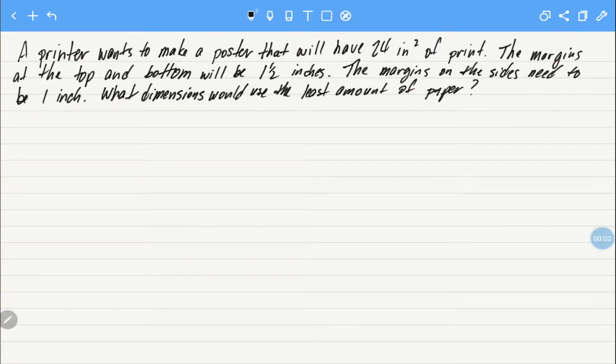Okay, gang. Here's your second problem of the day. This one's kind of fun. All right. So go ahead and hit pause if you want to read it, but I'll read it with you.